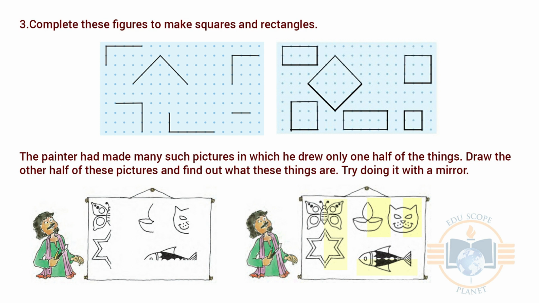The painter had made many such pictures in which he drew only one half of the things. Draw the other half of these pictures and find out what these things are. Try doing it with a mirror. Now, after doing it with a mirror, you can find the first one is a butterfly, second one is a diya, third one is the face of a cat, fourth one is a star, and the last one is a fish.